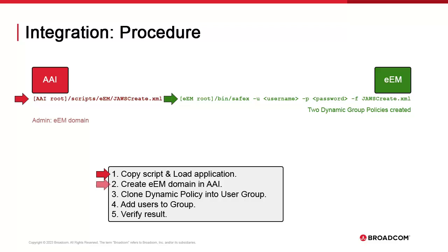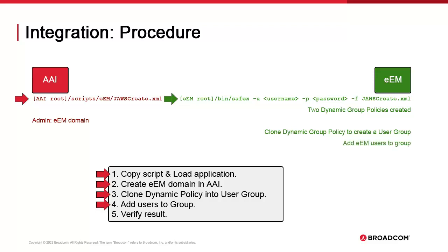Back in AAI, we create a new domain for eEM. This domain will sit alongside the default JAWS domain, which exists as soon as you install the products. This is AAI's side of the integration. We use the admin or non-admin dynamic policy loaded in eEM when we registered the application with safex. In order to create a new user group, we simply clone one of these policies and create the new group. This automatically ties the admin group to the admin user privileges defined in the default policy.